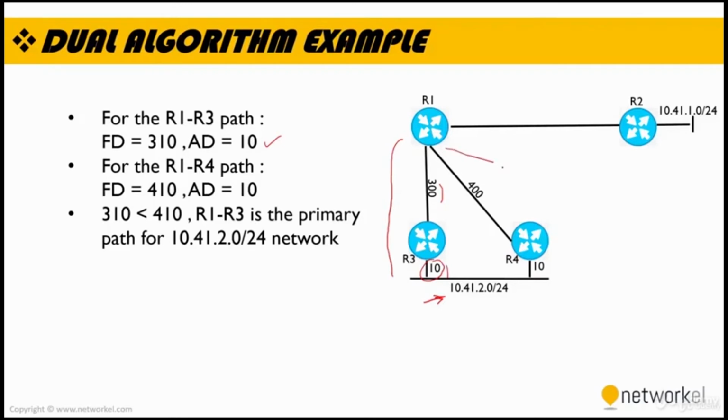For this path, to reach this network, our feasible distance is 400 plus 10, and that's 410. But as you can hear too, reported distance will be 10 too. And because 310 is smaller than 410, this route is the primary path for this router to reach this network. Okay, smaller feasible distance is chosen first.